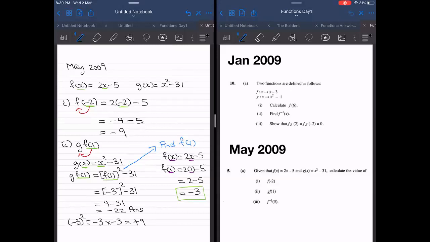Everybody else, move on to f inverse of 3. Your hint, you're going to have to find f inverse first and then plug 3 into it, because f inverse of 3 is saying put 3 into f inverse. So you're going to have to first find f inverse, then plug in the 3.